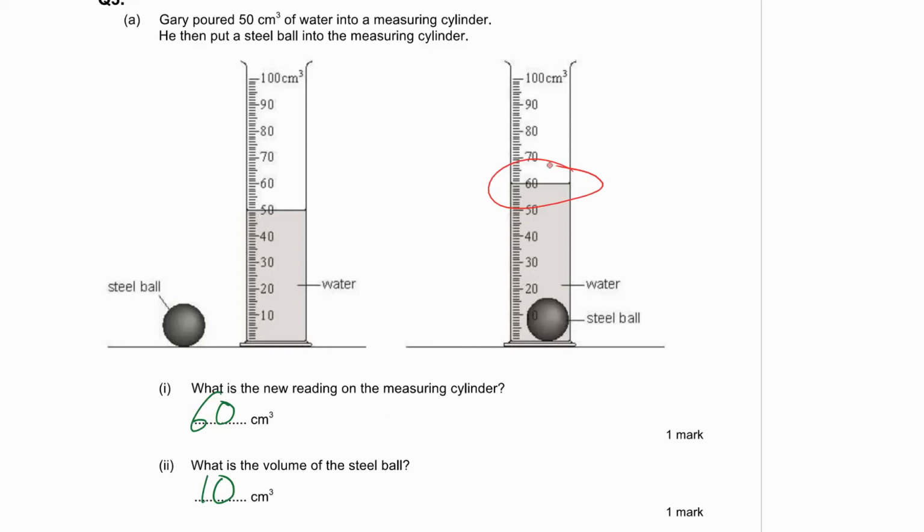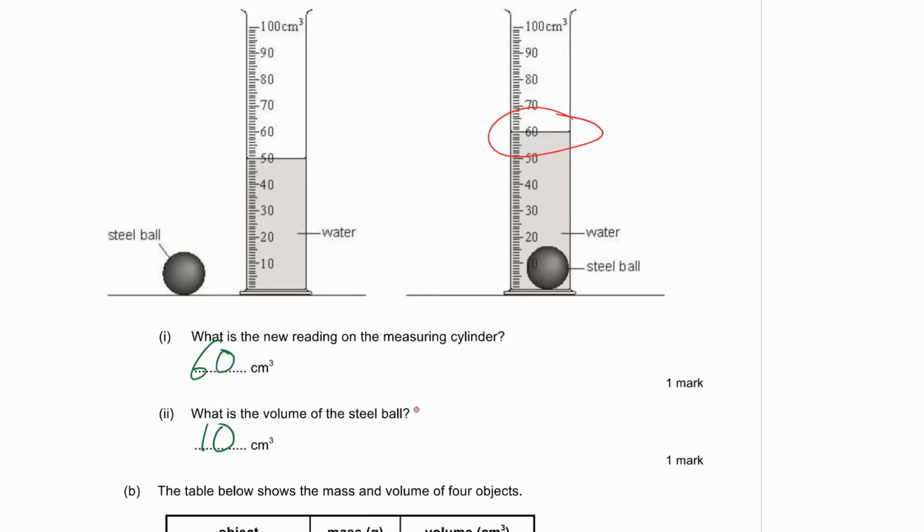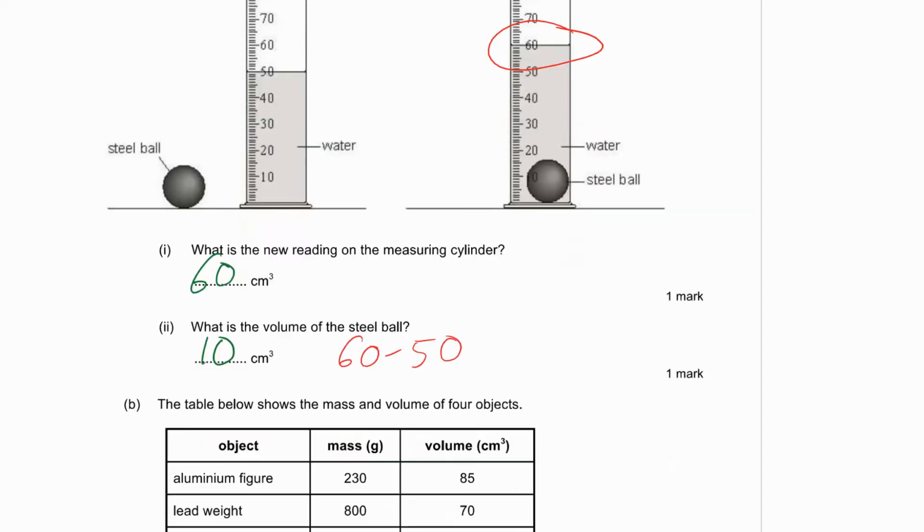60, so you just had to read it from the diagram. What is the volume of the ball itself? Well, it went from 50 to 60, so it must be 10. Or you could have done it as a mathematical 60 minus 50 equals 10.